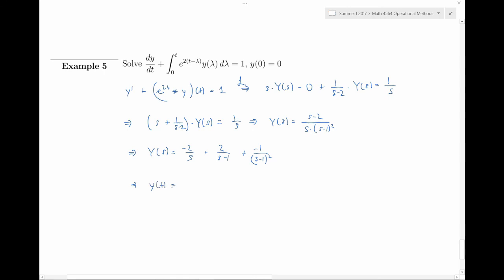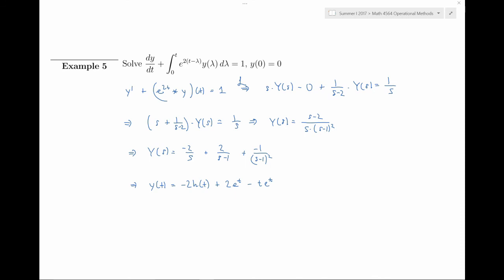And therefore y of t is going to be minus 2h of t plus 2e to the t minus the inverse Laplace of this term. It must be the moment of the function e to the t. You can also verify it with Mathematica if you want to. So you can see getting the solution for this integral differential equation wasn't really that hard with the Laplace transform and with the concept of a convolution.